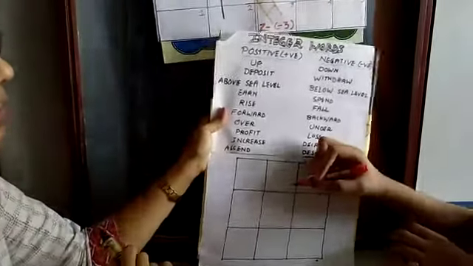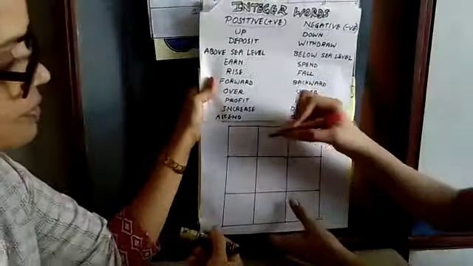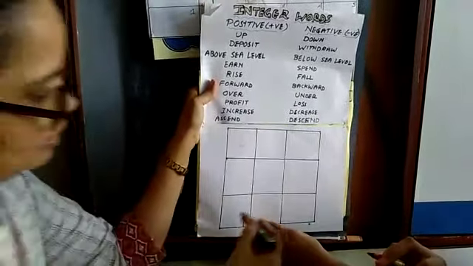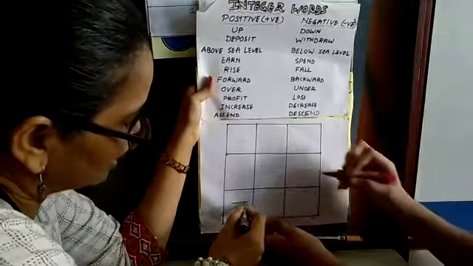Okay, let us start with the game, Bhaumik. Yes. Okay. I am doing a negative sign here.